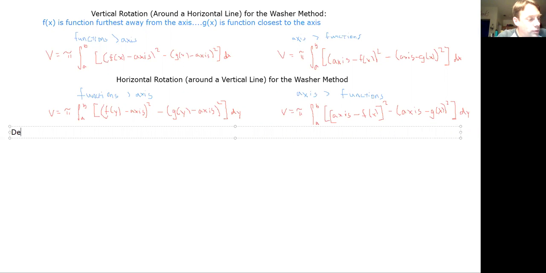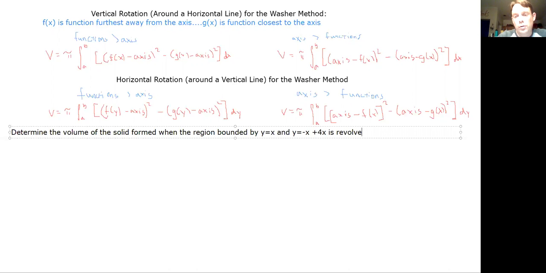All right, it says determine the volume of the solid formed when the region bounded by y equals x and y equals negative x squared plus 4x is revolved around, the first part will be the line y equals -3. And the second will be when it's revolved around the line y equals 9.